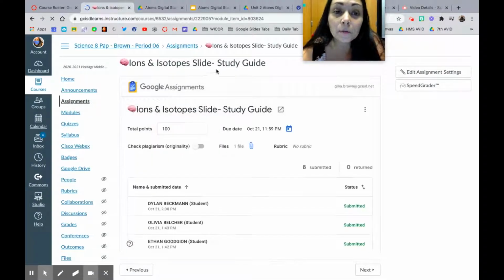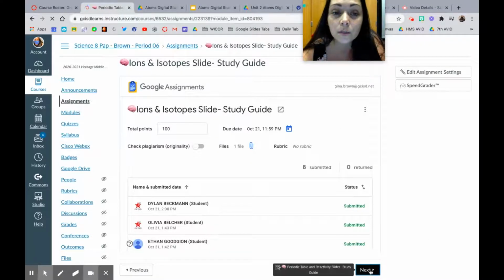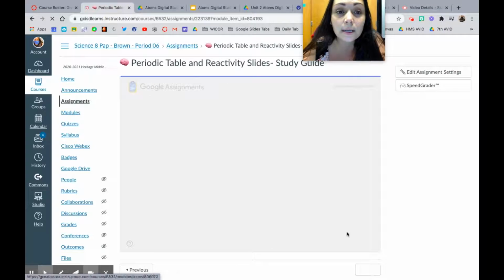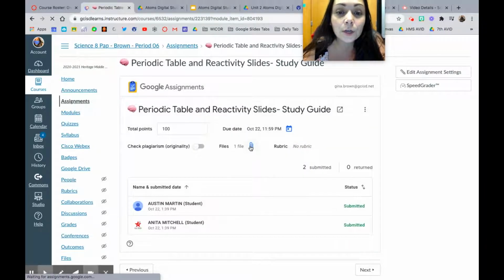So y'all, I already went over the answer key for that. Same thing, open it up, open in Google Slides, and then plug in those answers for ions and isotopes. Make sure you pass both of them in. You'll notice that I had some students' names for students that have passed the things in. So you're going to go right here, same thing.